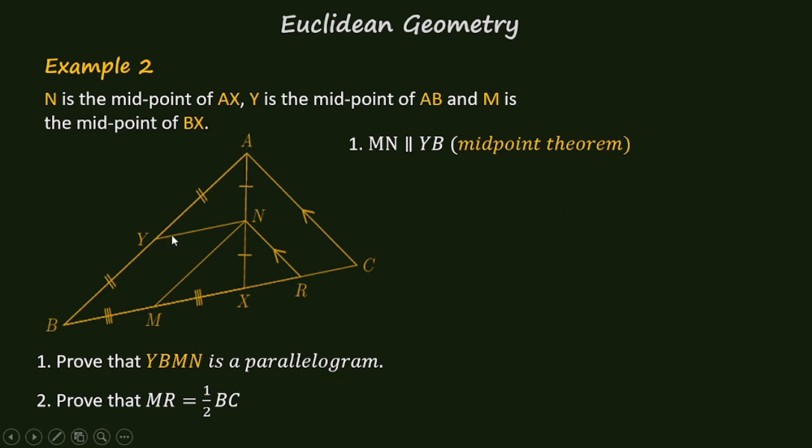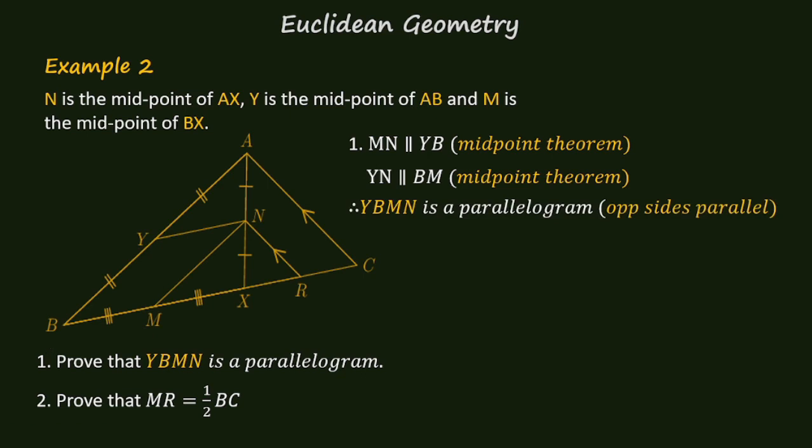If we look in triangle ABX, YN goes to the midpoint of AB, it also goes to the midpoint of AX. Therefore, YN will be parallel to BM because of the midpoint theorem. We have shown then that the opposite sides of this quadrilateral are parallel to each other. We have shown BM to be parallel to YN and MN parallel to YB. Therefore, YBMN is a parallelogram because its opposite sides are parallel to each other.